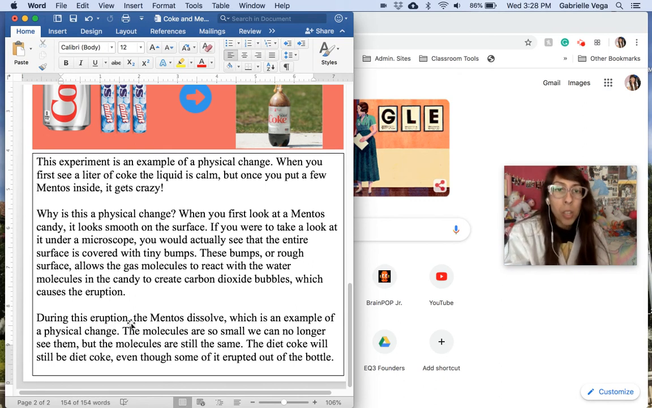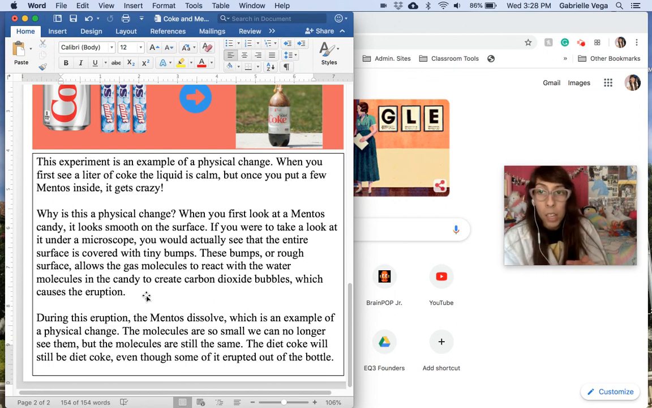So let's go back into this middle section here where we're talking about what was happening inside that bottle. So like I said, the Mentos candy has little tiny molecules on the surface of it, but they're so small that we cannot actually see them. And those water molecules are reacting to the gas inside the bottle. Now, you know when you shake a soda bottle and there's little bubbles that start fizzing up? That's the carbon or the gas that's inside the bottle. And when we add those water molecules from the candy and it reacts with that gas, it creates carbon dioxide bubbles. And that causes it to burst out and have that eruption.